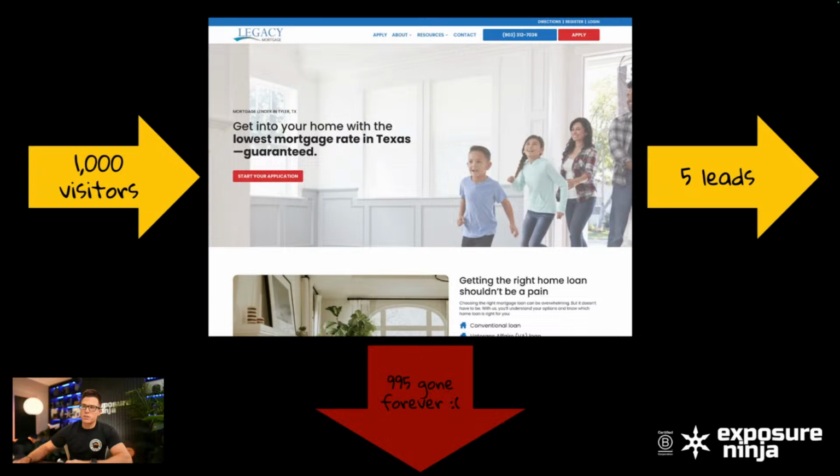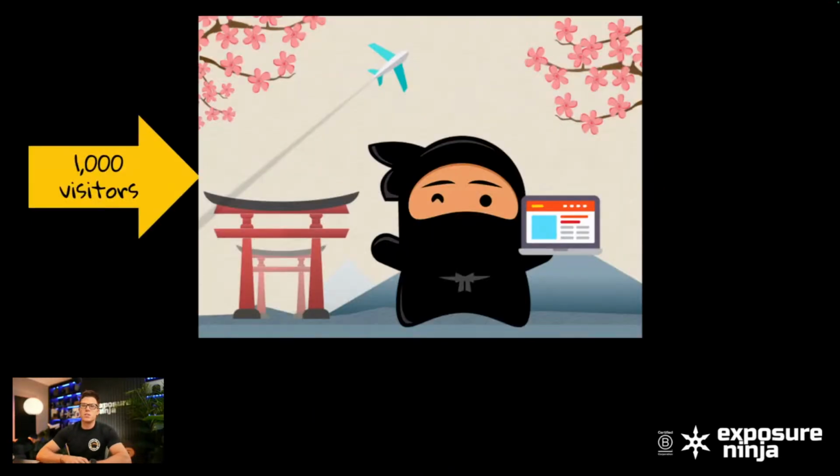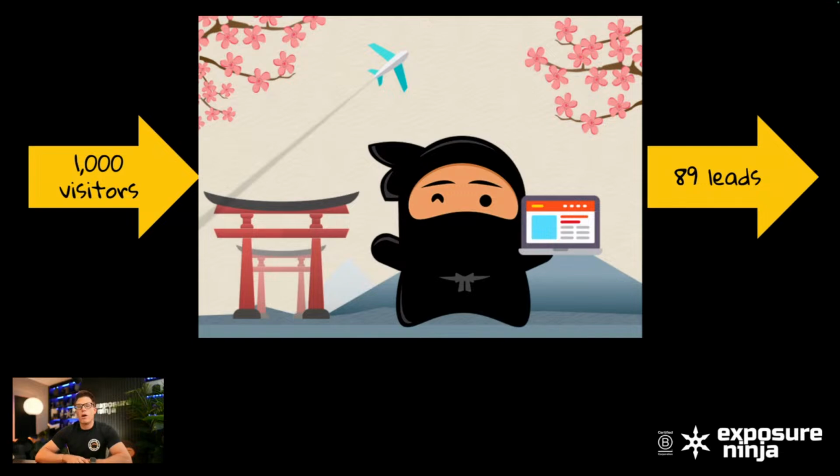And in fact, if you fast forward to today, when they drive 1,000 visitors to their shiny new site, this isn't their site, by the way. They wouldn't be too impressed if I was giving you the exact data from their website. So this is a picture of Shinobi building the website, which is how we get all of our websites built. 1,000 visitors to this new website, rather than generating 5 leads, generates 89 leads instead. So this is obviously a significant improvement.